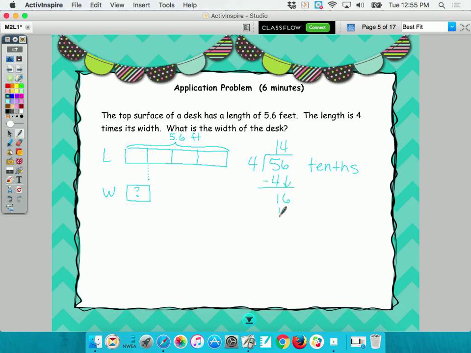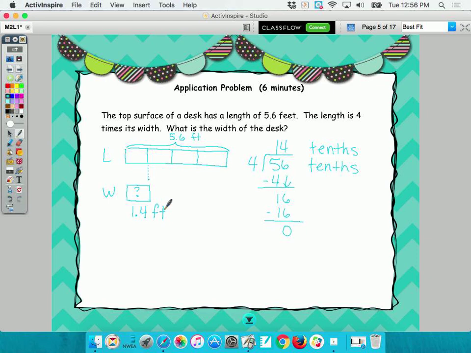So Miley, what did you get for your answer? 14 what? Tenths. So 14 tenths can be written as what? 1.4, or 1 4/10 of a foot. Okay? Now what would my sentence be for this? To answer this, the width, the top surface.